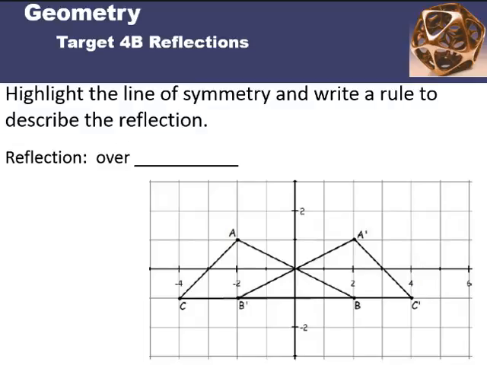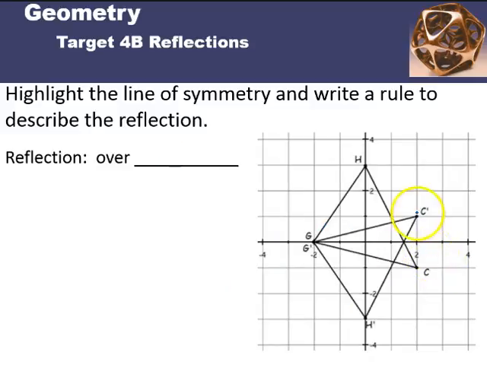So for these we have to highlight the line of symmetry and then write a rule to describe the reflection. So right here, if I fold right here, the two sides will line up. And again, the easiest way to tell that is if I circle A and A prime, the point right in the middle is right there. And if I circle C and C prime, the point right in the middle is right there. And the same thing with B and B prime right there. So it's a line through those 2 points right there. And that is the y-axis. So I have to highlight it and then say y-axis.